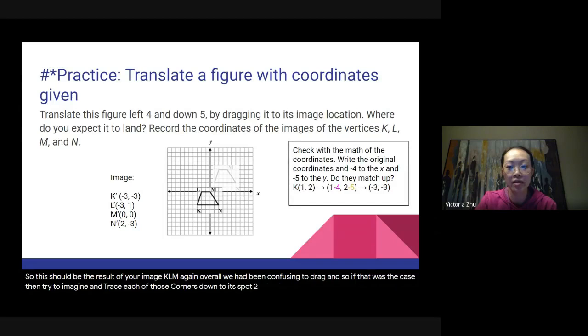Another way to check, again, is with the coordinates. Write down the coordinates for each one, and -4 in the x direction and -5 in the y direction. That's again because we're going left 4 and down 5. And do they match up? So let's take K, for example. K is at 1, 2. And if we take the 1 and -4 for going left, and take the 2 and -5 for going down 5, it would result in -3, -3, which is the result of us dragging it down. And make sure you check that for each of the other points.